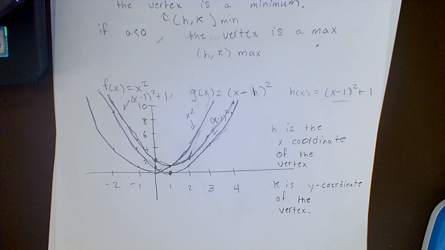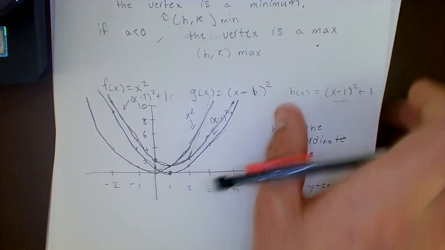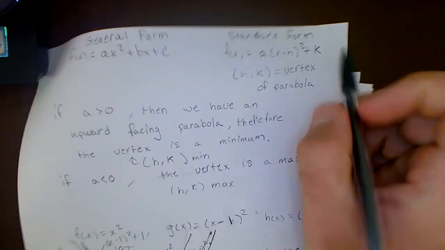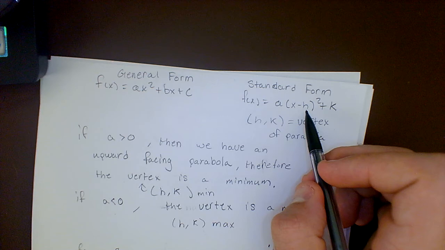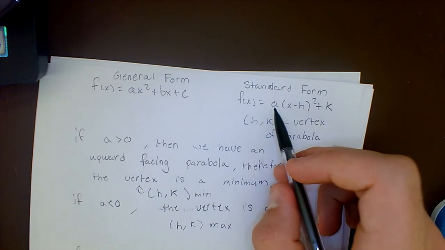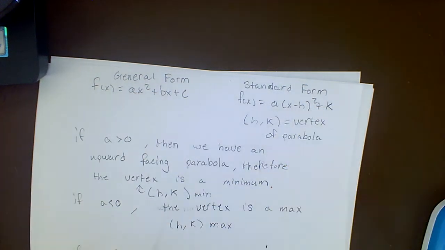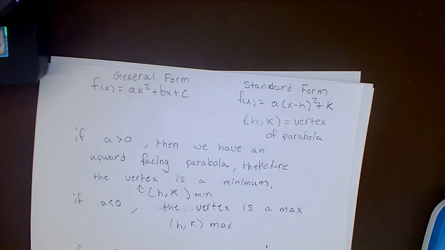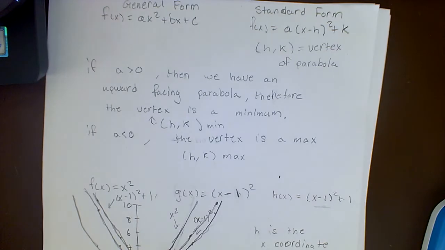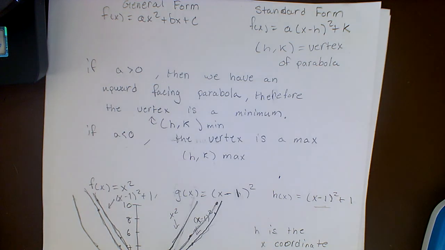Alrighty. So again, k is the y-coordinate, h is the x-coordinate of the vertex, and A, remember, if it's negative or positive, determines if it's facing concave up or concave down, and it determines how wide or skinny your parabola is. Okay, so now we can maybe move on to an example.